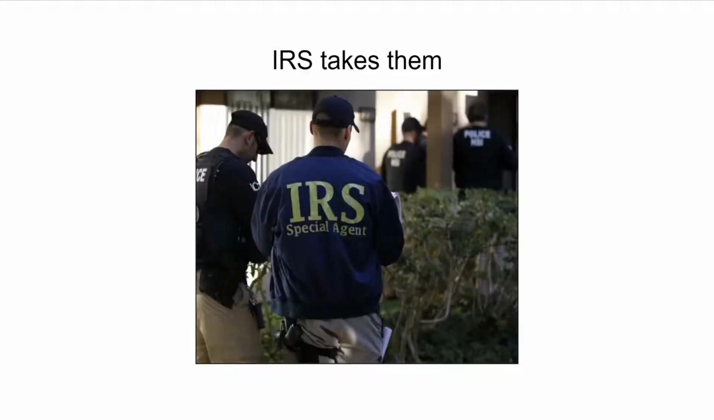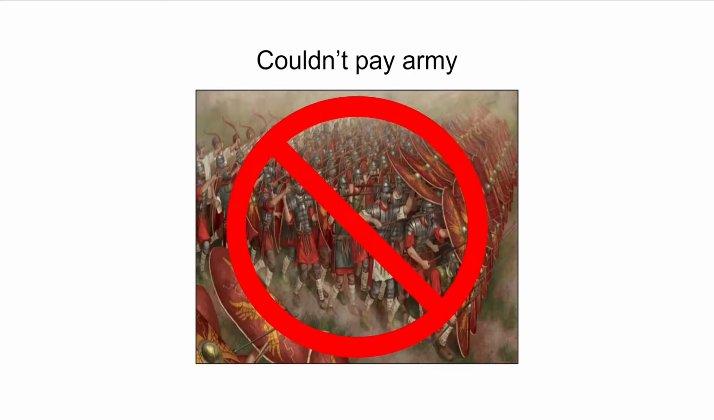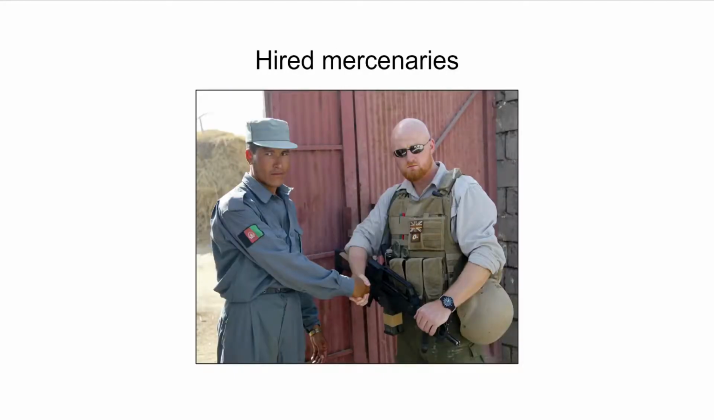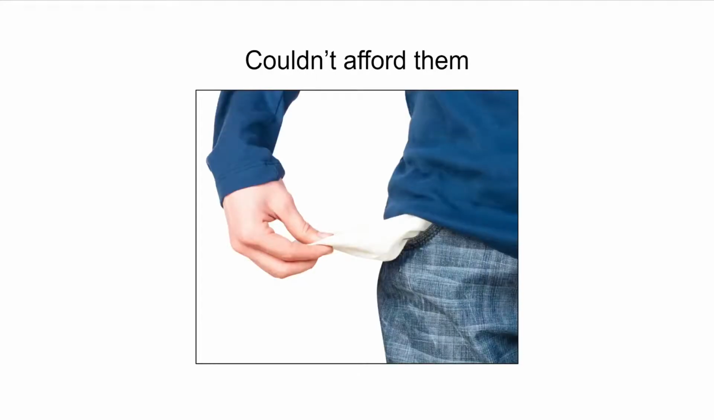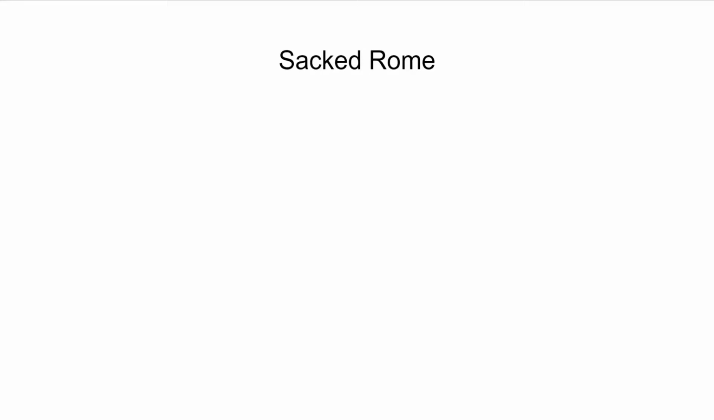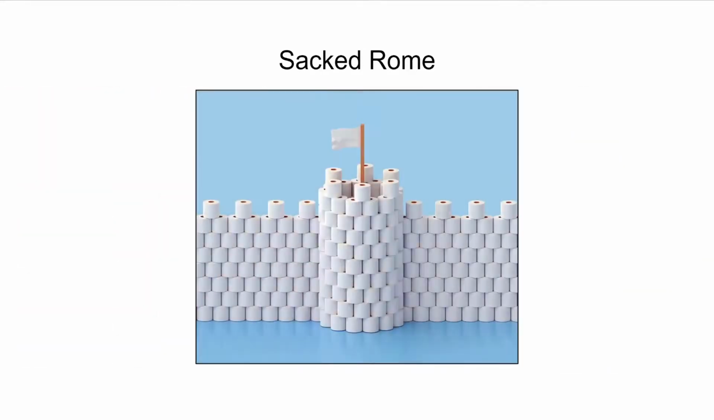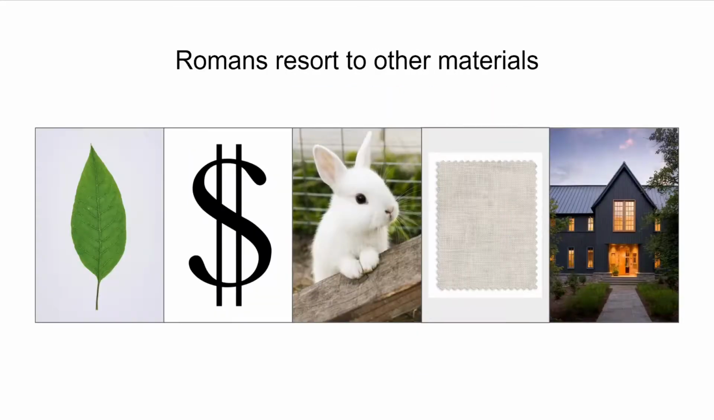The other effect of worthless money is that the government couldn't afford to pay the army, so they hired mercenaries for much cheaper. But eventually they couldn't afford them either as more people used money for toilet paper. The mercenaries revolt and sacked Rome as it was the capital of the empire and the government hoarded toilet paper material there. That brings me to the last effect of the Romans resorting to using other materials.